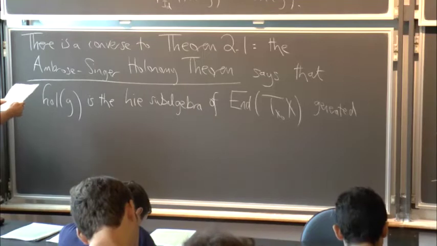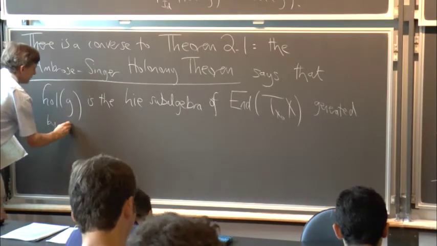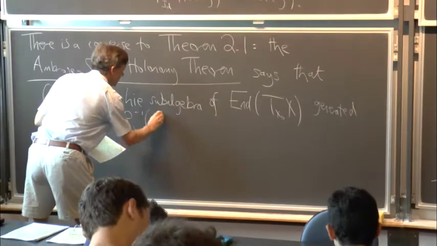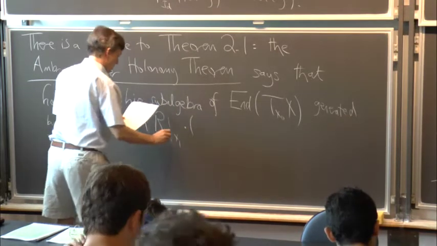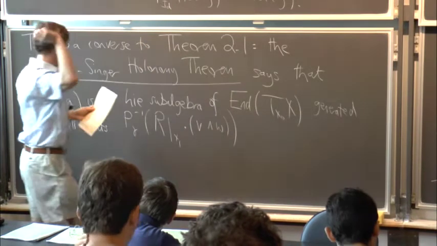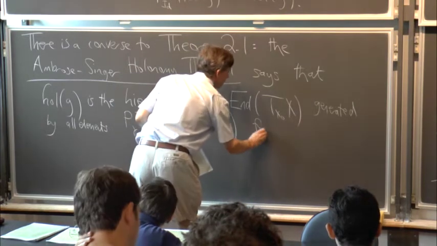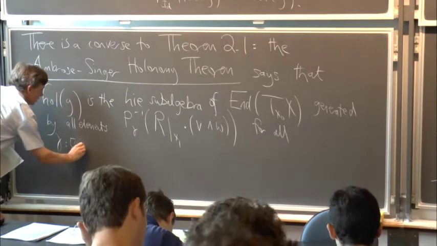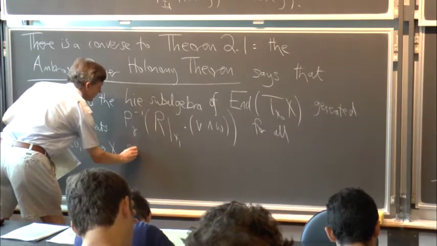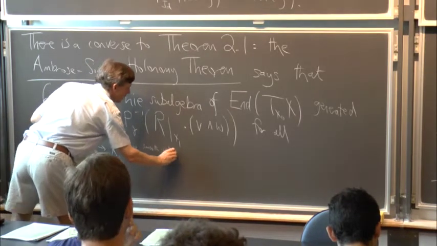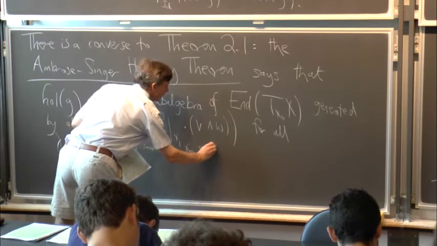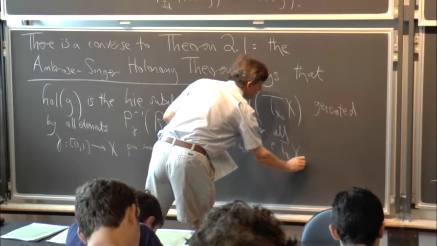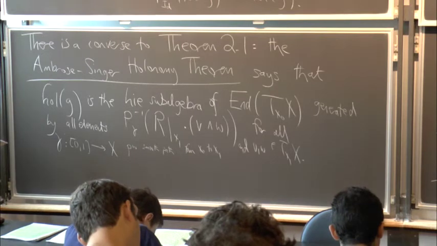So generated by all elements P_gamma inverse of the curvature tensor R at x1 dotted with v wedge w, and this is for all gamma from 0,1 into X, a piecewise smooth path from x0 to x1, and v and w any two vectors in the tangent space to x1 of X. Okay, does that make sense?